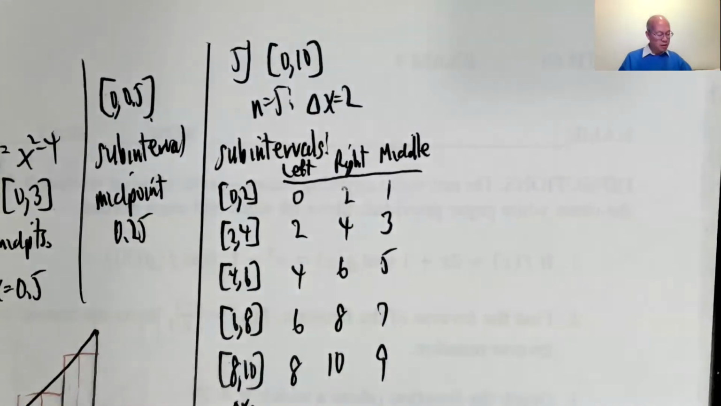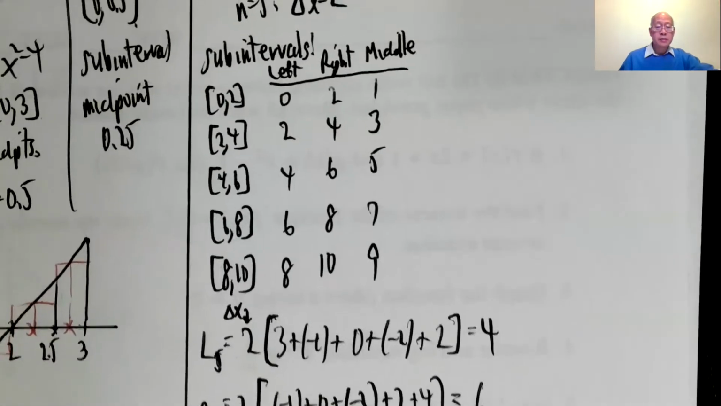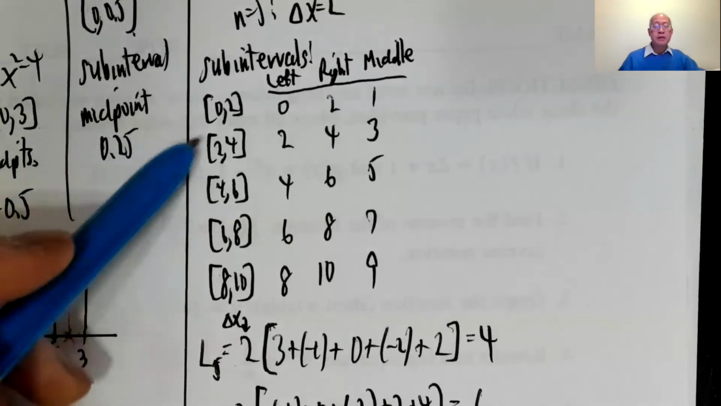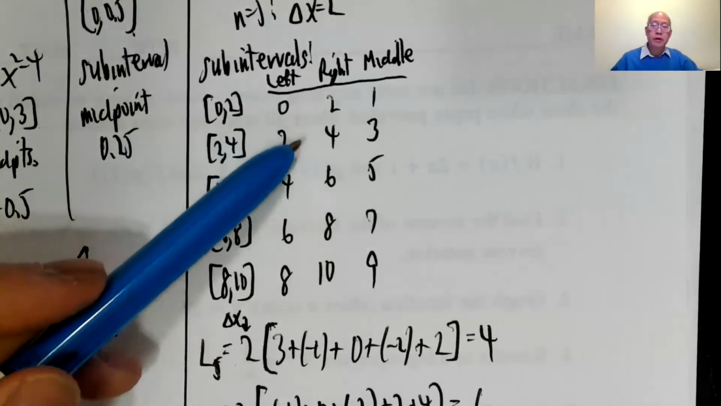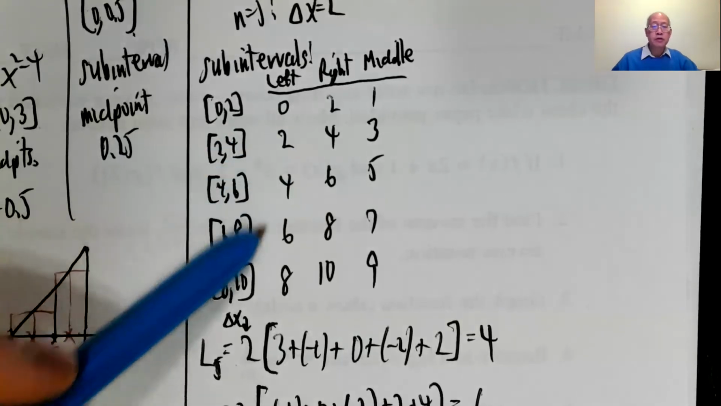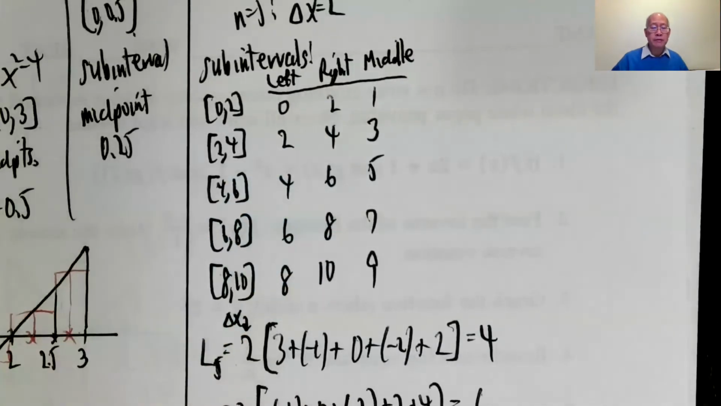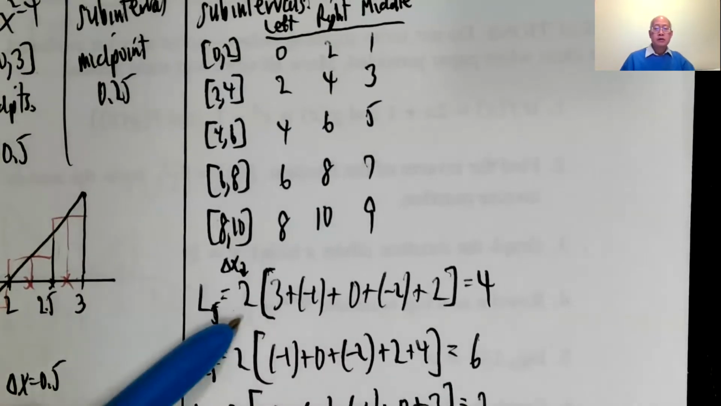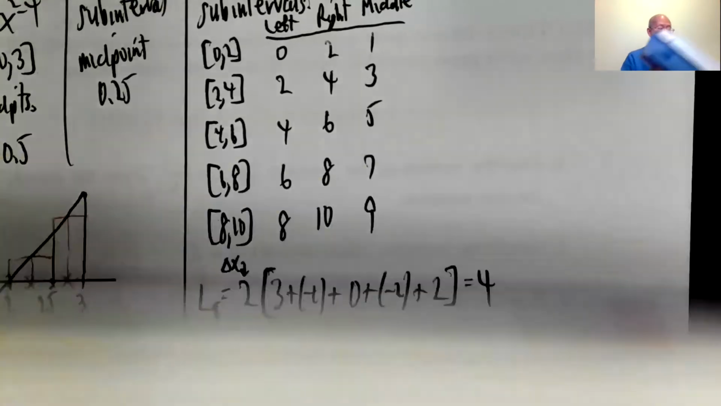So let's see if I got the right thing here. This may be different than what's in the text actually. Oh, I see. I'm just labeling what the left, right endpoints and midpoints are. Left endpoints are 0, 2, 4, 6, 8. Right endpoints are 2, 4, 6, 8, 10. Midpoints are 1, 3, 5, 7, 9. So this is delta x, and these are the function values. So 3, -1, 0, -2, and 2.